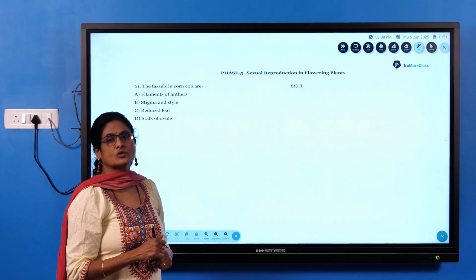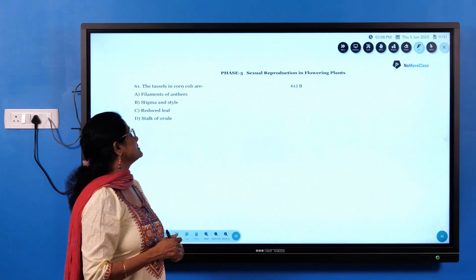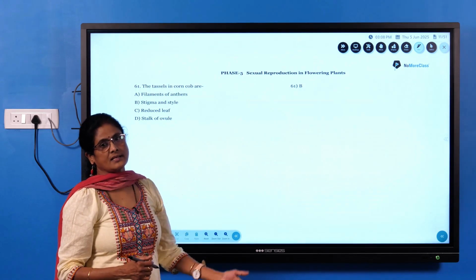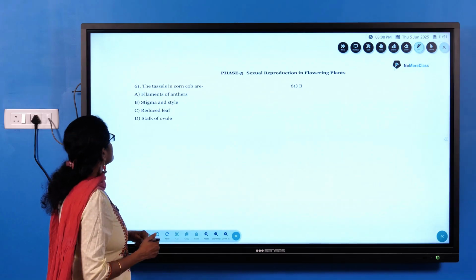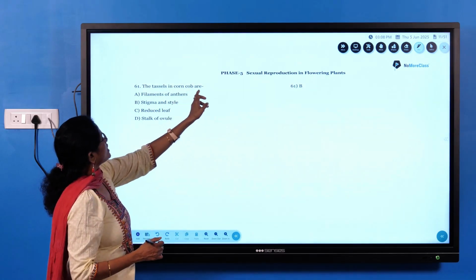Hello everyone. Today I am going to discuss some important questions from the chapter Sexual Reproduction in Flowering Plants, which are there in the Phase 5 book. Question number 61. Here the question is about the tassels in corn cob.